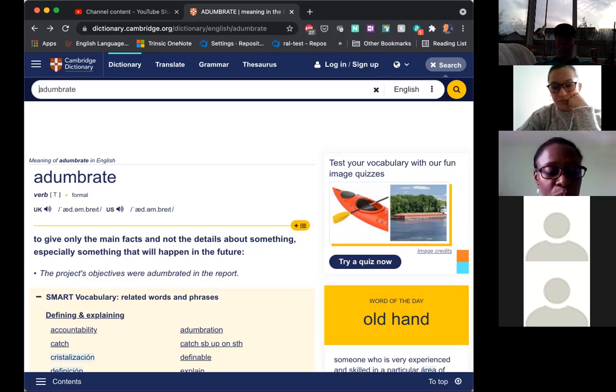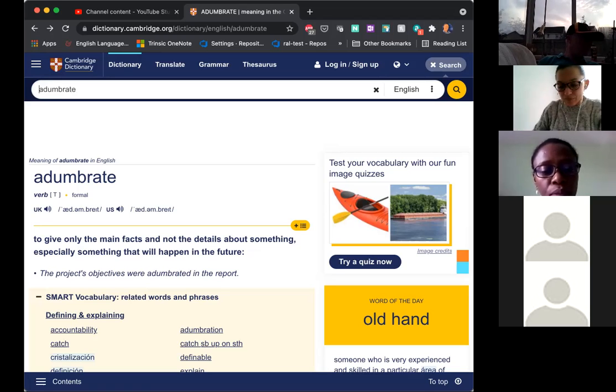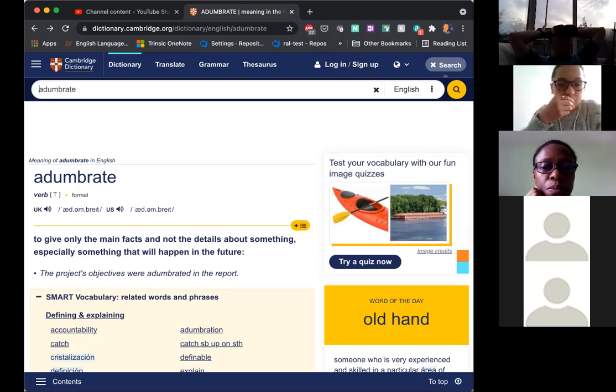Whereas in evasive, the details are relevant, but I don't want to tell you the details. I am being deceptive when I'm being evasive, maybe. All the details might be embarrassing for me, so I don't want to tell you them. In adumbrate, it's just not relevant.